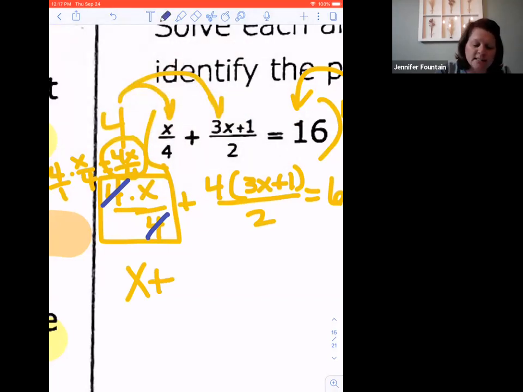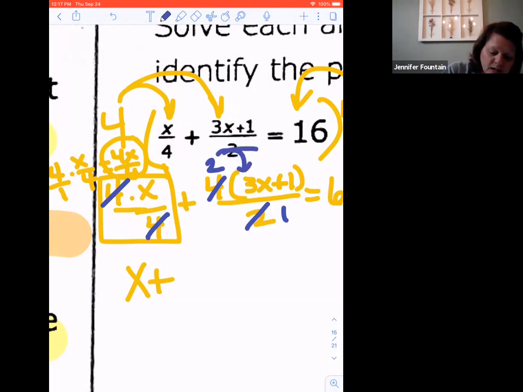I've got 4 times 3x plus 1 over 2. What in my numerator will cancel with my denominator? 2 and 4. Okay, so 2 divided by 2 is 1. 4 divided by 2 is 2. So since I still have that 2 outside of parentheses, then I've got to distribute it to 3x plus 1.